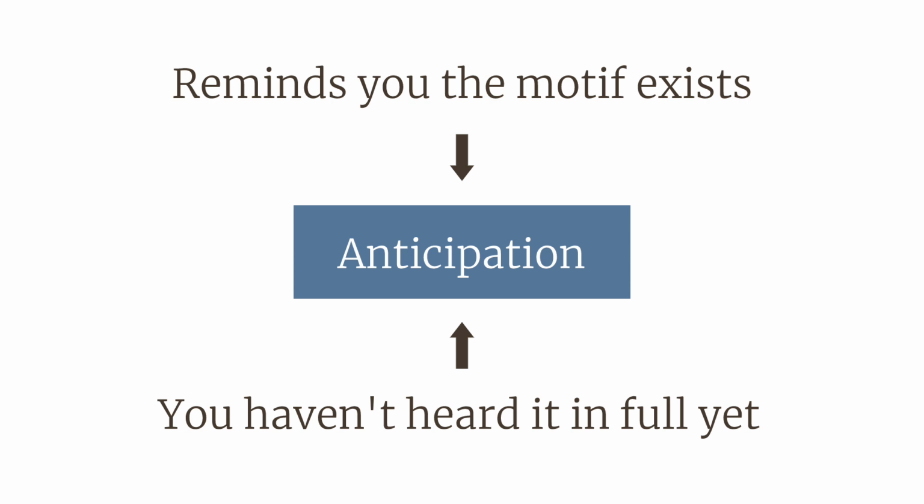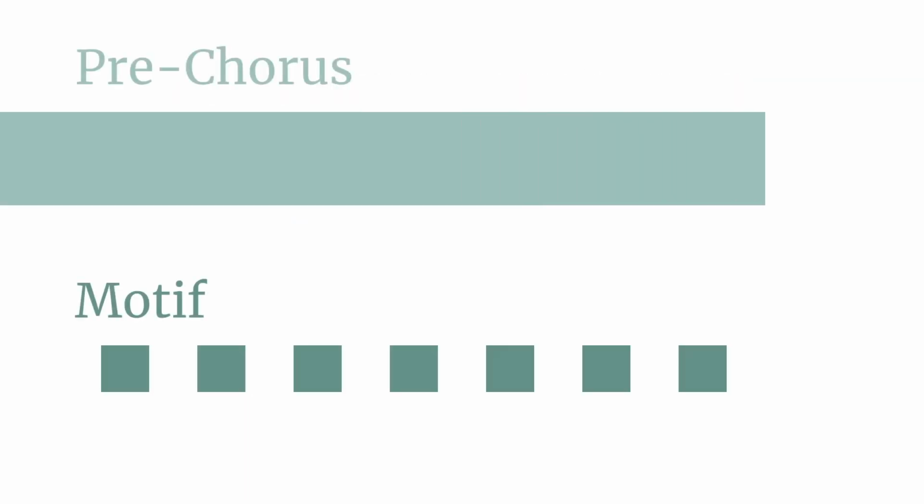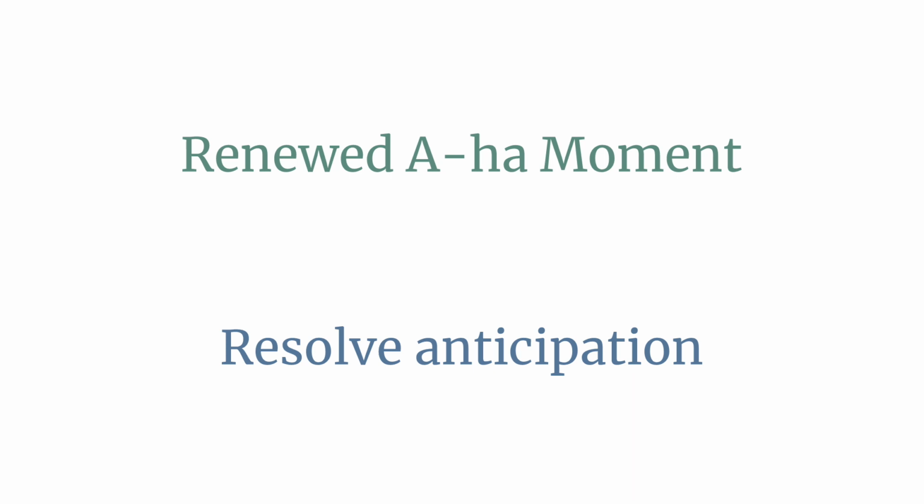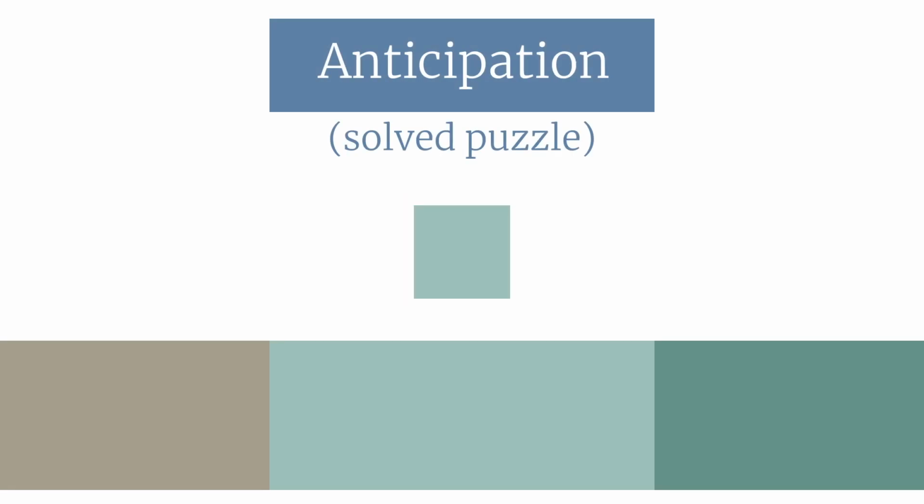So at the pinnacle of the pre-chorus, when the full motif is played, it creates a sort of climactic effect. You get a renewed aha moment for recognizing the full introduction melody, and you resolve the sense of anticipation created by all of those partial plays of the motif. It sounds like this.